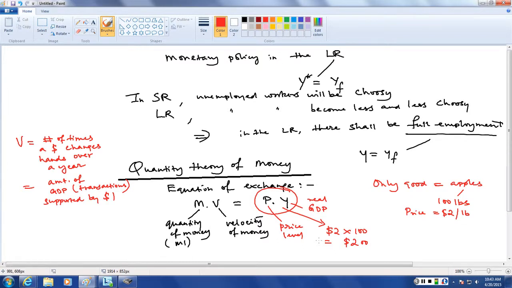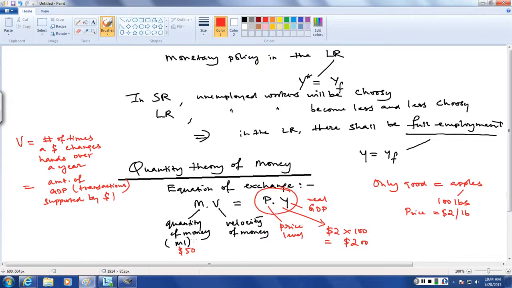Now, let's say that the quantity of money is equal to $50. There's $50 of $50 bills in the economy. Let's just think about it, put it simply. There are $50 bills floating around the economy. Now, for these $50 bills to be able to buy $200 worth of goods, each dollar bill will have to change hands how many times?